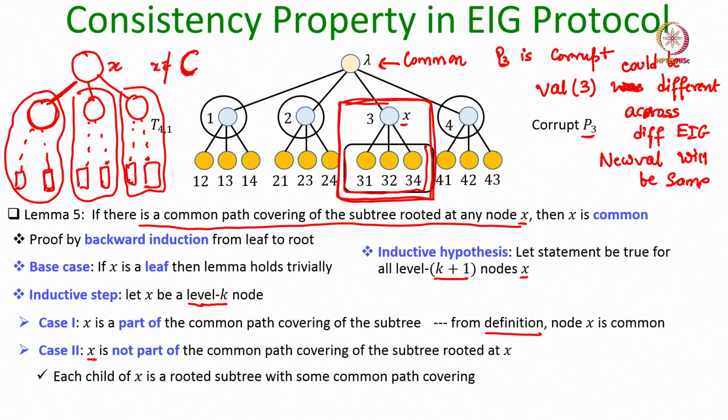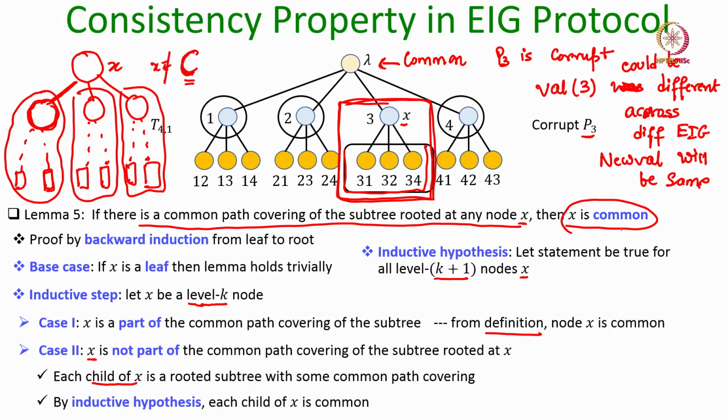So, in order that there exists such a subset C, so that each path from the root x to a leaf of the subtree rooted at x encounters at least one node from the set C, it should be the case that each of the children has a rooted subtree with a common path covering. Now, the children of x, their labels are of size k plus 1. And as per our inductive hypothesis, we are assuming that the lemma statement, the implication that x is common, is true for all the nodes which occur at layer k plus 1. That means each child of x is actually common. That means it has the same new val across all the honest parties' EIG tree.